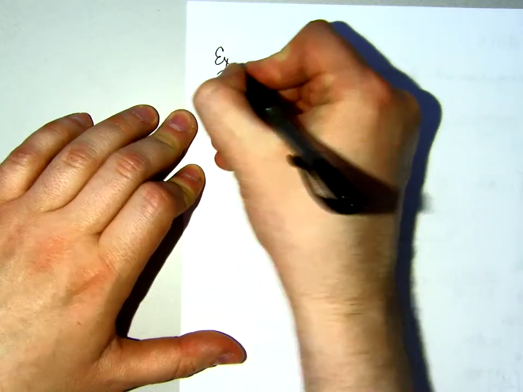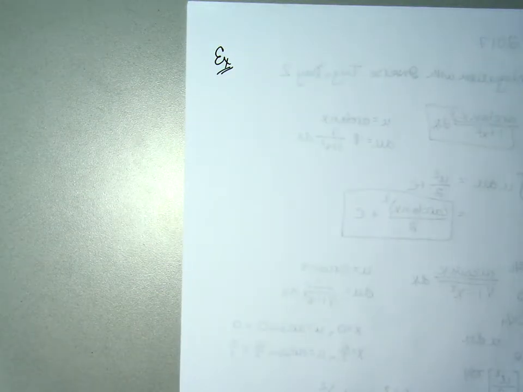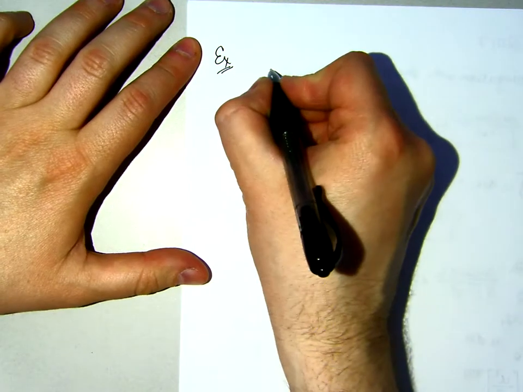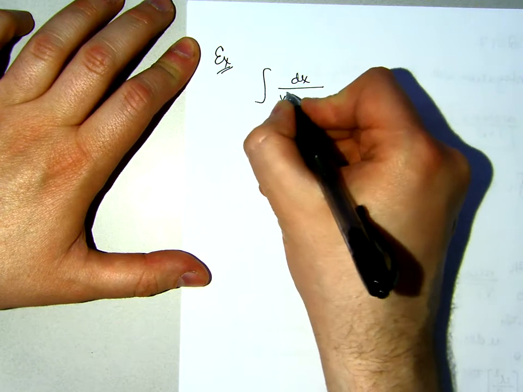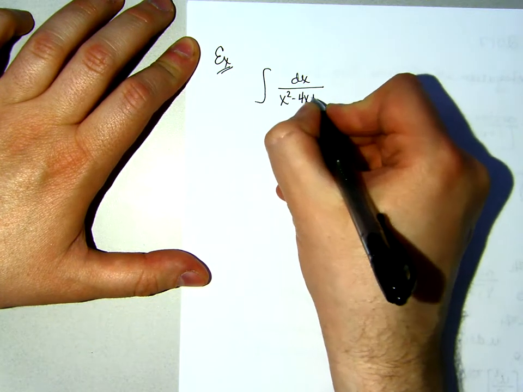More integrals with inverse trig. Okay. So our formulas are on the side. We'll keep referring to those. I would like to figure out the integral of dx over x squared minus 4x plus 20.